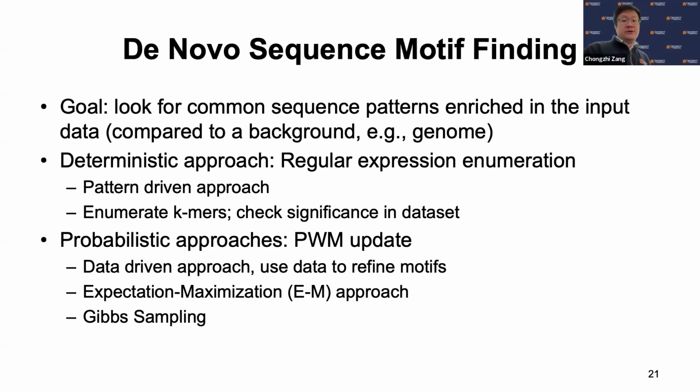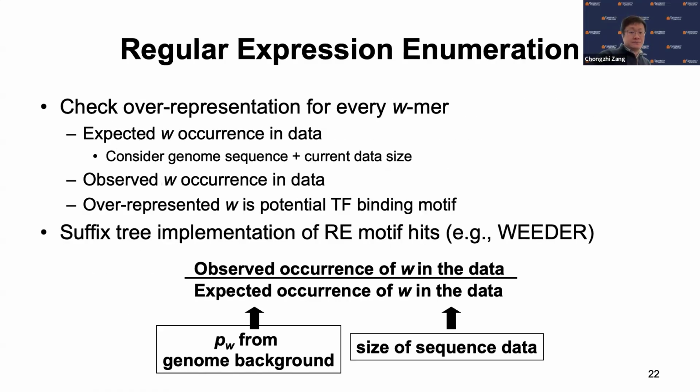And there are two different approaches. First is the deterministic approach, or regular expression enumeration. The other approach is a probabilistic approach using PWM updates, using the expectation maximization algorithm, or EM algorithm. There are also more advanced statistical modeling approaches like Gibbs sampling, which we will not cover in today's lecture. So, first is regular expression enumeration.